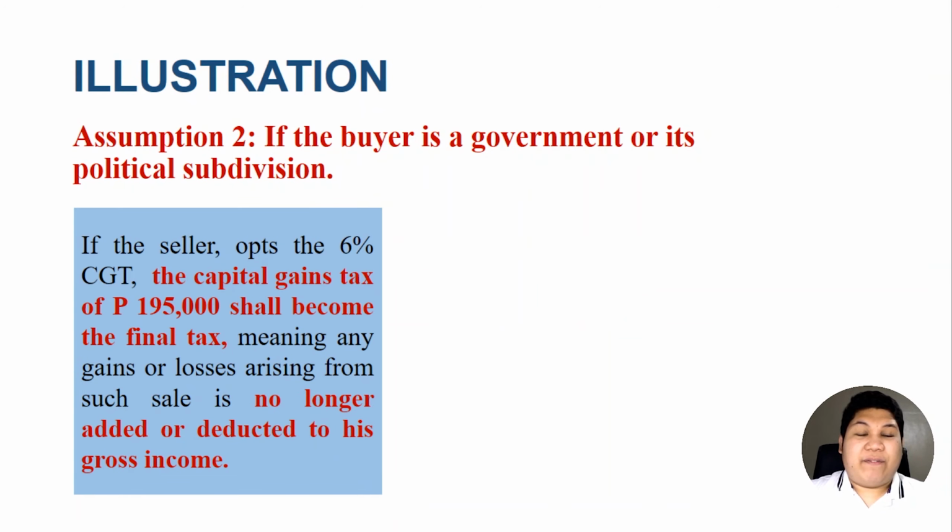Okay? So, if the seller opts for the 6% capital gains tax, the capital gains tax of 195,000 shall become the final tax, which means any gains or losses arising from such sale is no longer added or deducted to his gross income, because the capital gains tax is a final tax. And as the seller, you are no longer required to report your gains or losses to your gross income.